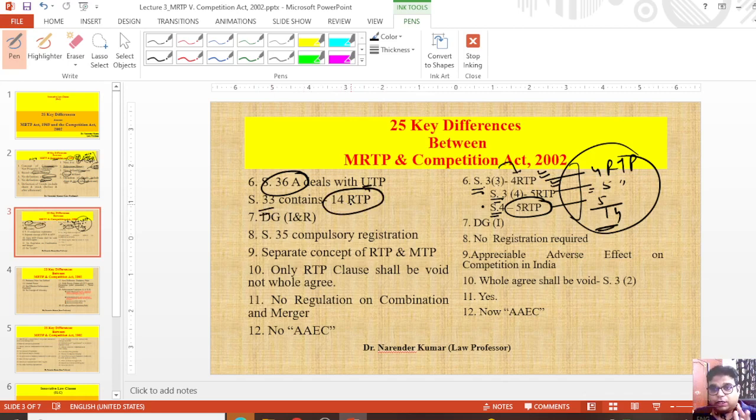Section 36 talks about UTP and section 33 deals with 14 RTP, which are now segregated. Some practices are covered under section 3 clause 3, some practices are covered under section 3 clause 4, and some practices are covered under section 4. Again, here it is very important to understand that the burden of proof under section 3 clause 3 is different when we compare it with the burden of proof under section 3 clause 4.